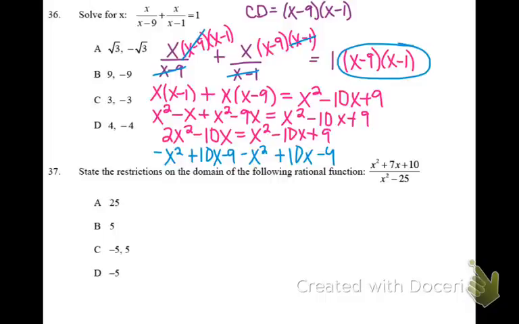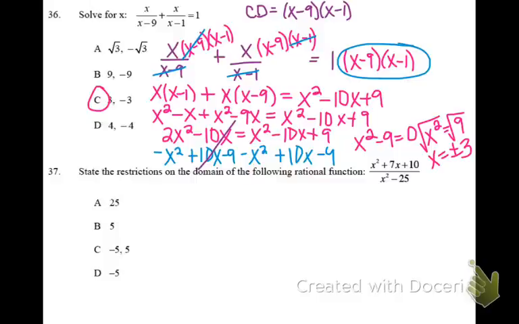So 2x squared minus x squared is x squared. My 10x's are going to cancel, and then I have x squared minus 9 equals 0. I can continue to solve, so add 9 to both sides. That gives you x squared equals 9, square root, so you get x equals plus or minus 3. So the correct answer for this is C, which if you test out your answer choices, should end up working so that it equals 1.